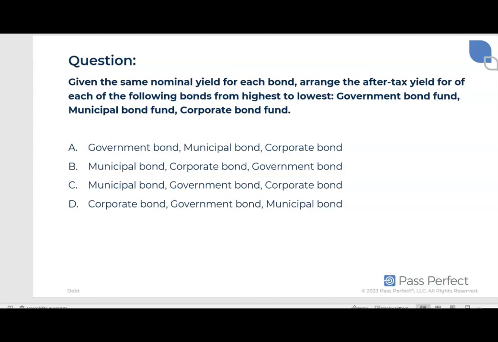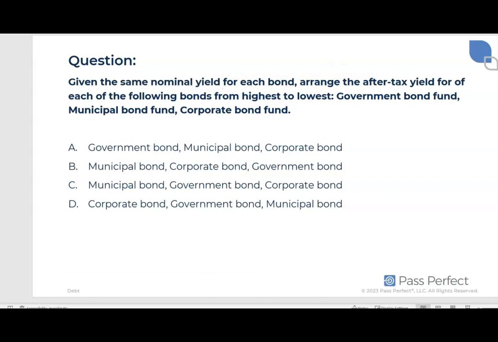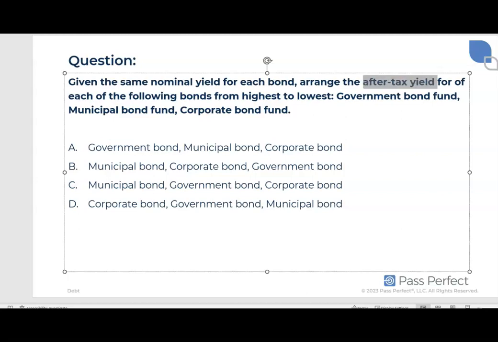Okay, I think everyone's answered, and there's some difference of opinion here. So check out, because the question is, given the same nominal yields, remember that's the same named interest rate, which means it pays the same dollar amounts in interest payments, right? If it was a 5% bond, they pay $50 a year. All of them would pay $50 a year. So the question is arrange the after-tax yield. After-tax yield is not what you make, what do you keep? What do you get to keep after taxes?